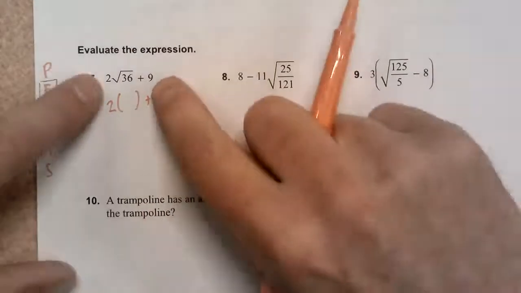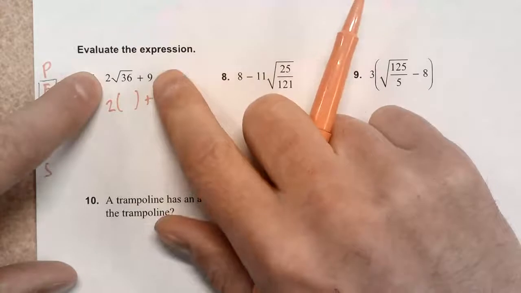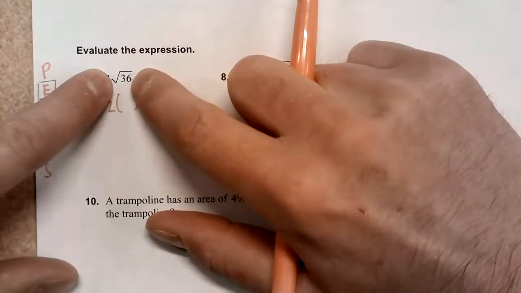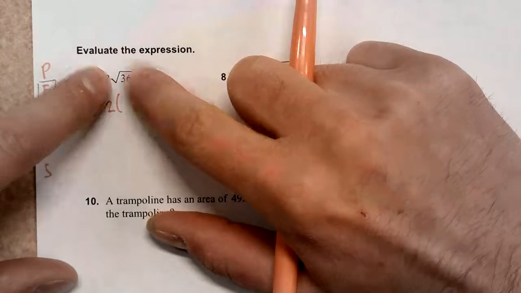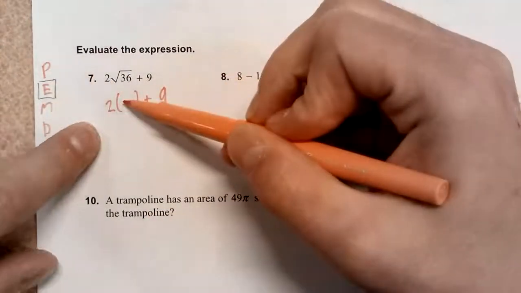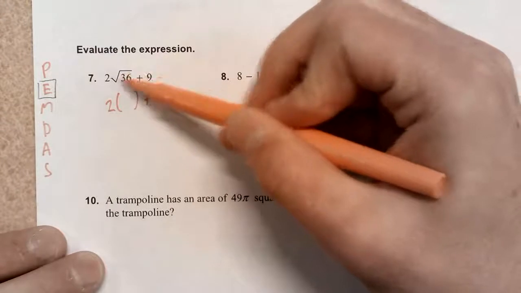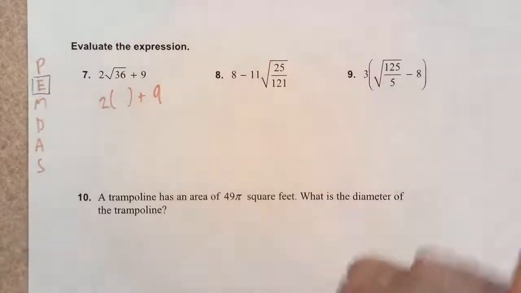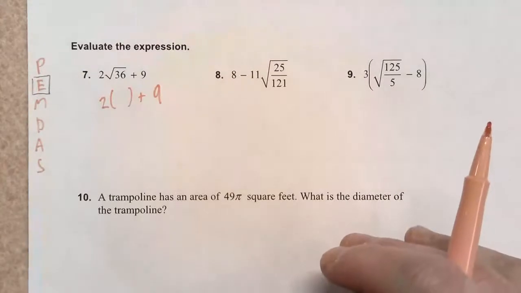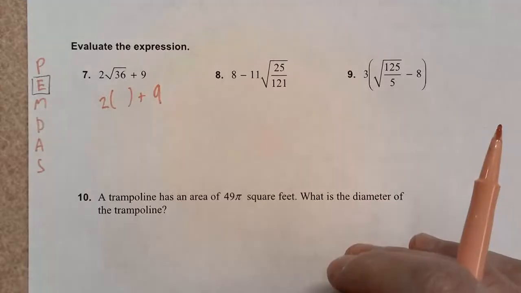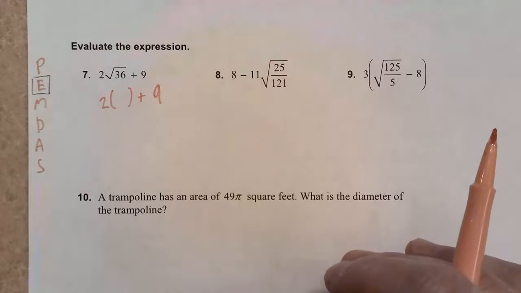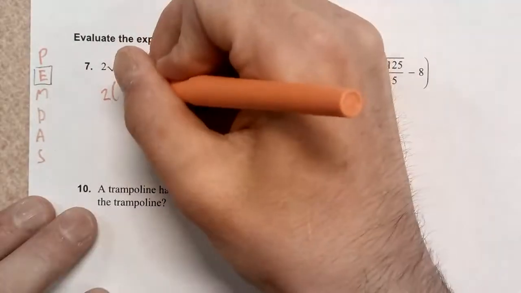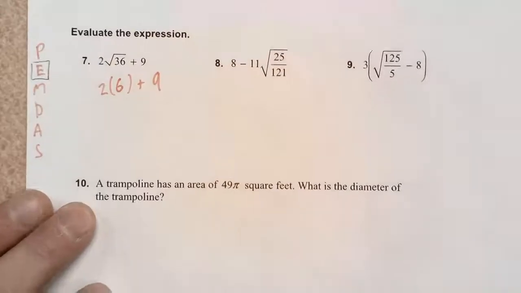So when I go to evaluate this expression, there aren't any parentheses. So the first thing I want to do is take care of this square root. So that's what's going to go in this spot here. 2 times this, whatever the square root of 36 is. So I have to first think what times itself is 36. It's not 4 times 4. It's not 5 times 5. It's 6 times 6. The square root of 36 is 6. So I'm going to put that right there.